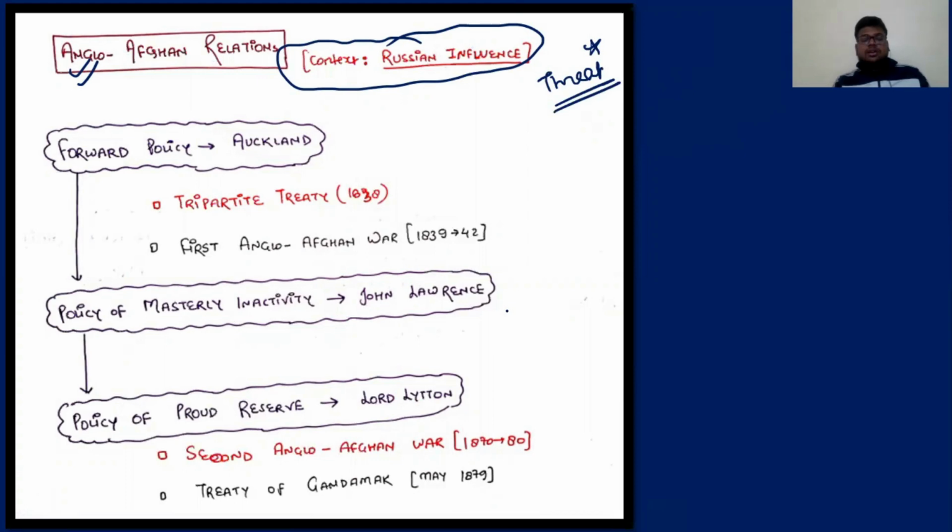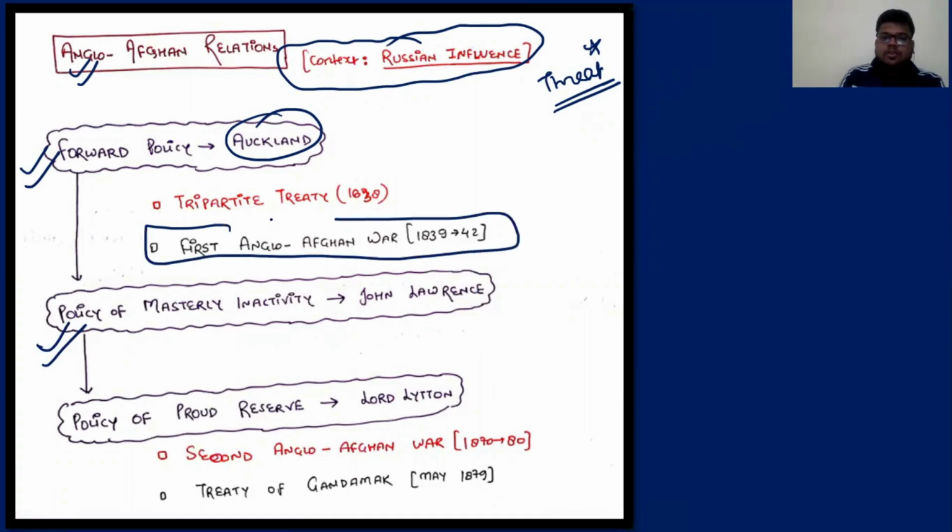So you have different policies being adopted. For example, the starting one, by Auckland. He adopted a policy that is the forward policy. Next, you have the policy of masterly inactivity. Under the forward policy, what happened? You have the first Anglo-Afghan War from 1839 to 1842. Then you have the policy of masterly inactivity.